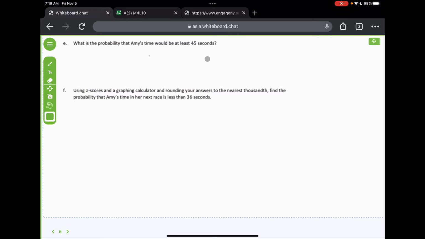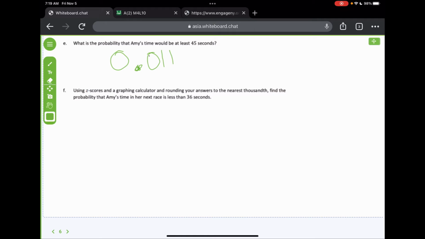Now, E says, what is the probability that Amy's time would be at least 45 seconds? Well, if it's going to be at least, that means she's got to have more than 45 seconds, right? 45 seconds or more, so it'd be the same thing. So it would be 0.01, I think it was like 1 or something like that if we rounded it. So the odds of her being higher than 45 are not good, which is good for her. She wants the quickest score, right, in a swim meet. So that's good.